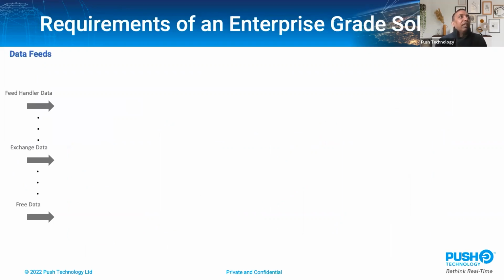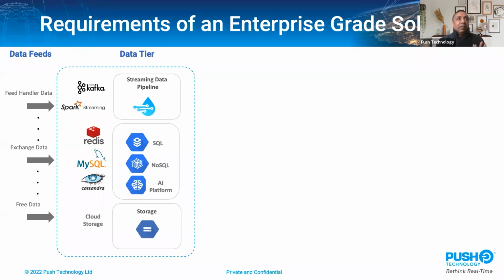As we spoke, there are several data feeds, feed handlers, exchange data, free data, and they all land in the data tier. It could be in Kafka or Spark streaming. It could be SQL or NoSQL databases, or even in storage. It could be cloud storage or any other file system within the backend. A lot of our customers have all of these technologies in their data tier.